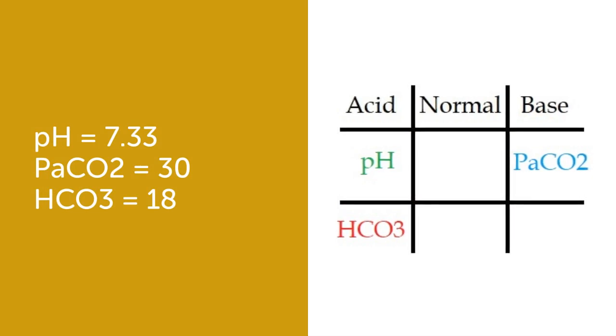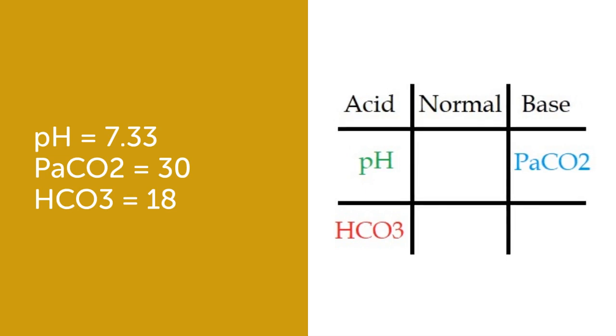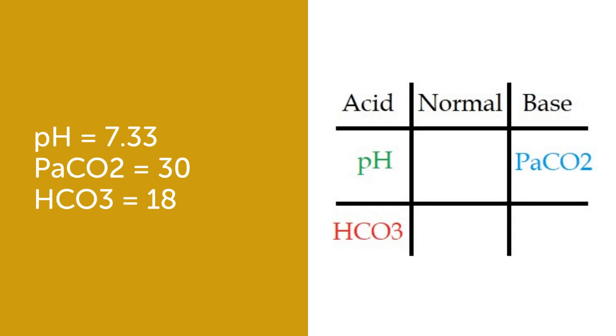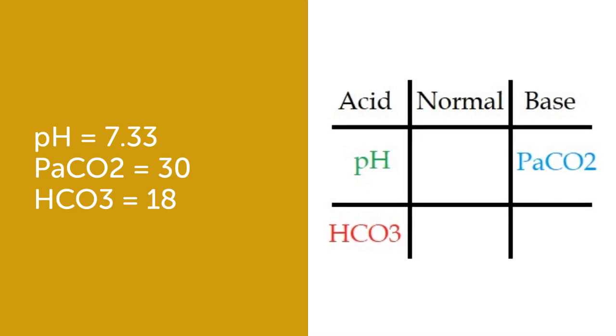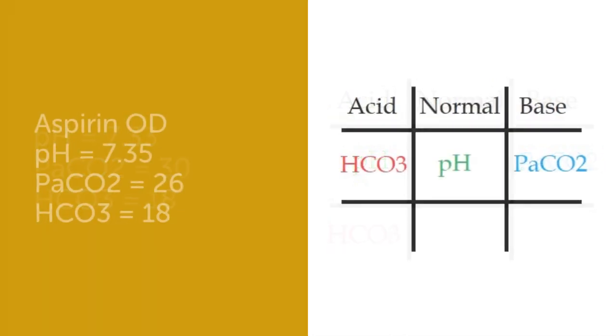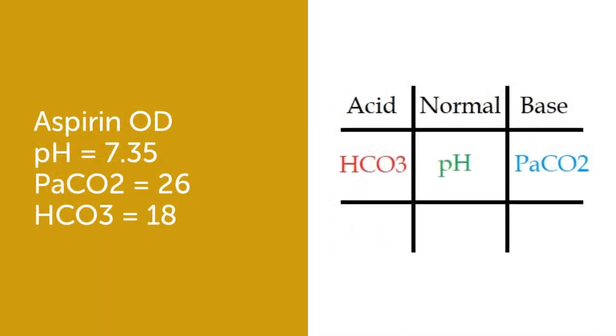The pH is low because it's 7.33, so we put it in the acid column. The PaCO2 is also low, it's less than 35, so we put it in the base column. The bicarb is 18, which means it's got an acidic value, so we place it in the acid column. This is what an incomplete respiratory compensated metabolic acidosis would look like. If everything lines up in a row instead of a column, we have complete compensation.